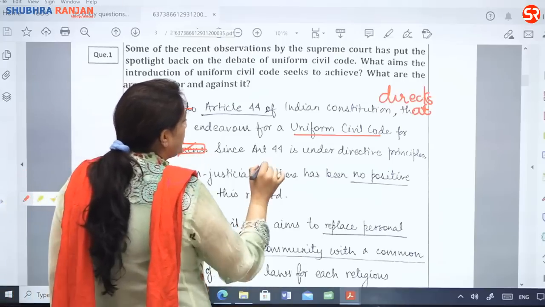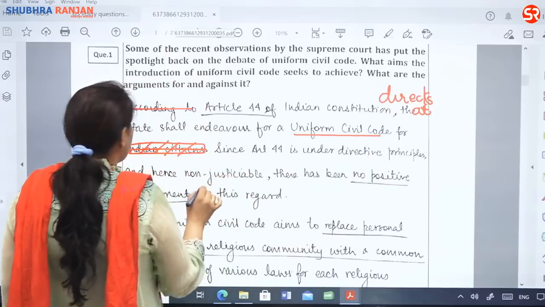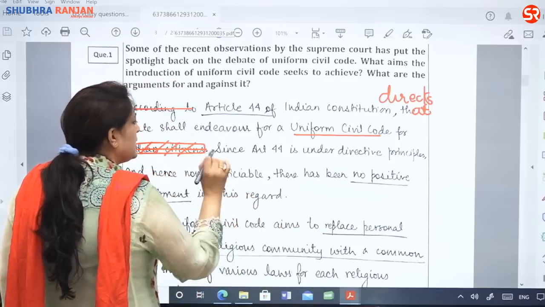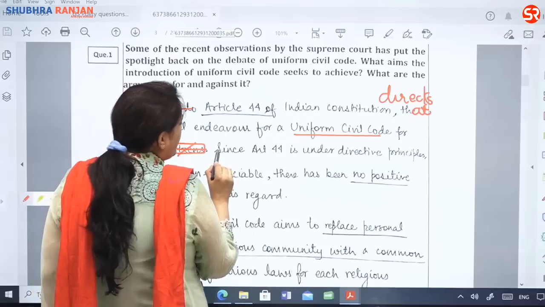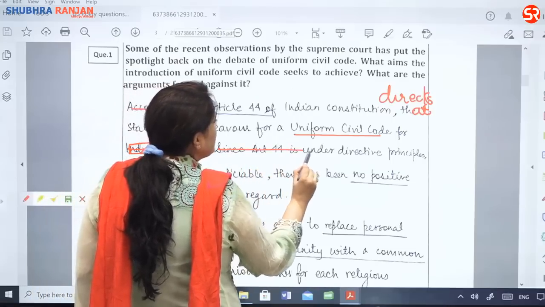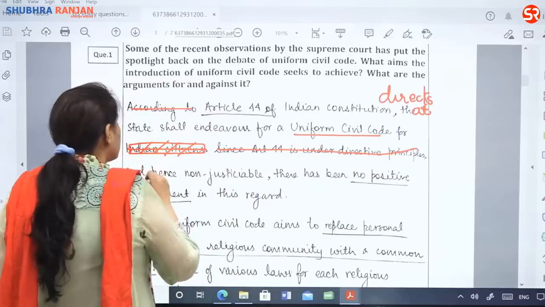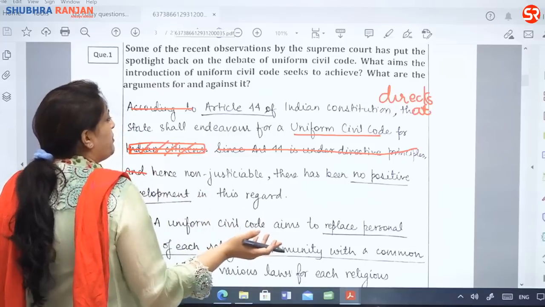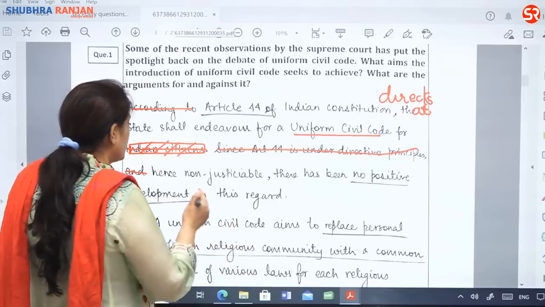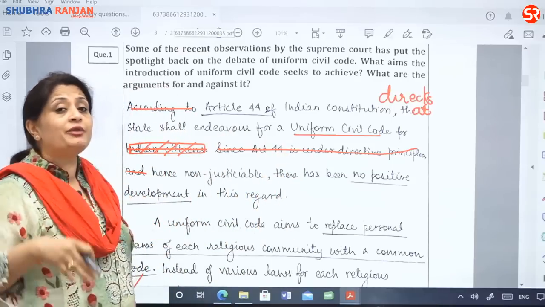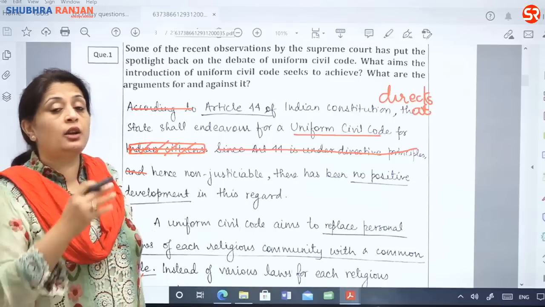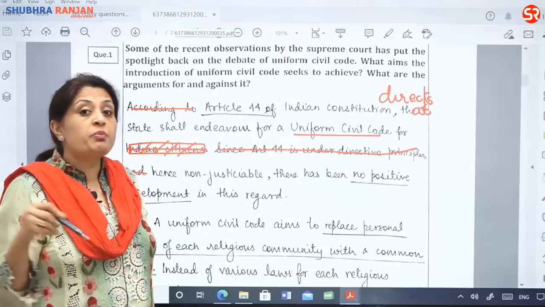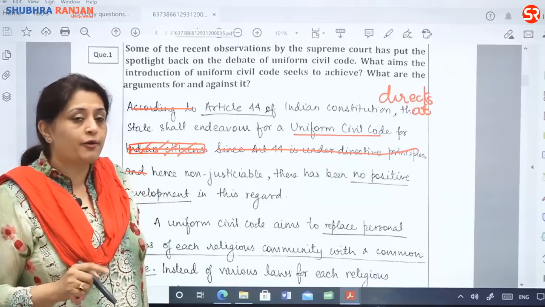Since Article 44 is under directive principles and hence non-justiciable, there has been no positive development in this regard. So this is not required. It means as if none of the directive principles have ever been made. Government didn't make any attempt to implement any directive principle, and it appears as if you are very angry, very judgmental, very emotional person. So when an answer is checked, your personality is also checked, not just your information.